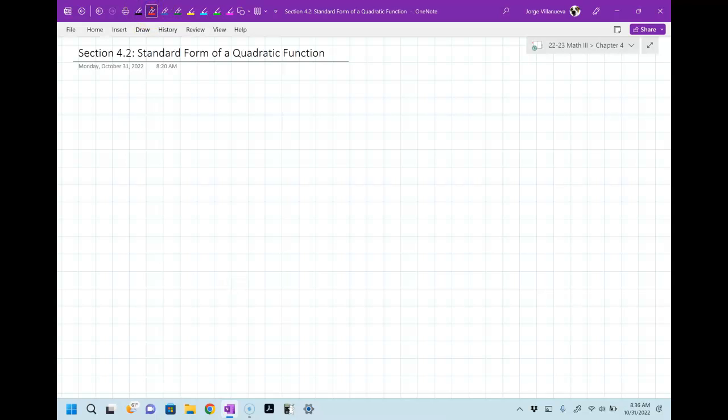So the standard form is y equals ax squared plus bx plus c. That's the standard form. Okay? So before we were using y equals a times the quantity x minus h squared plus k. Right now we're going to be talking about the other form, which is ax squared plus bx plus c.